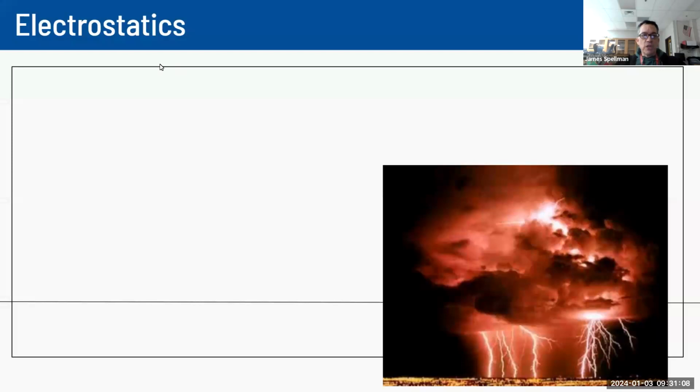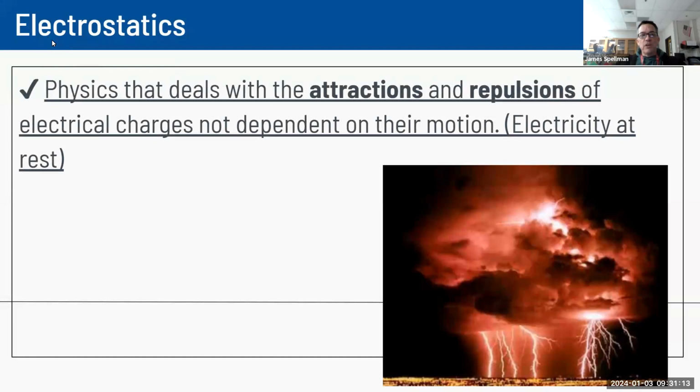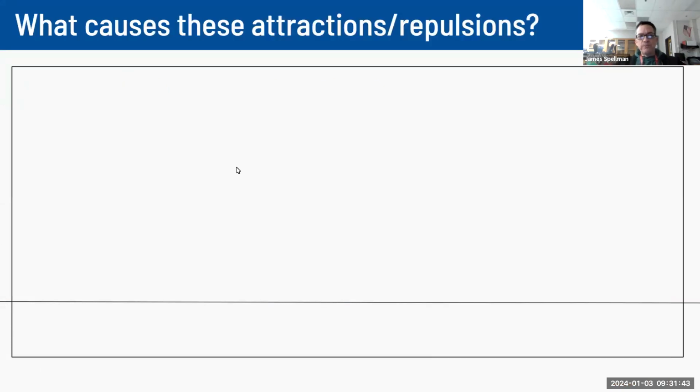This first unit is called electrostatics, which sounds like a big kind of scary word, but it's got a couple parts in here. You can see the electro part of it having to deal with electricity. And so this is kind of our physics that deals with the attractions, which are coming together, and repulsions, pushing apart, of electrical charges, and that they don't depend on their motions. So in other words, at rest, what happens to attractions and repulsions, what happens to electrical charges just because of the way that something is, right? So fairly simple stuff, even though that's kind of a big word that we have there.